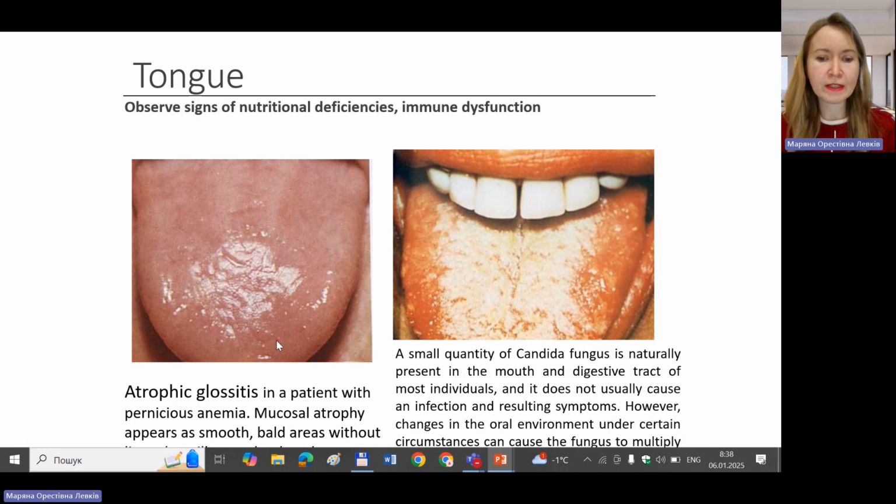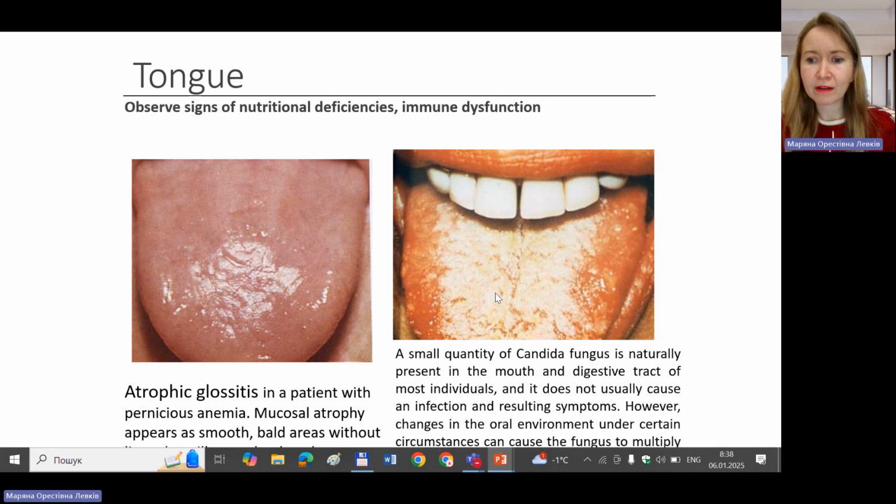On this picture, you can see atrophic glossitis in a patient with pernicious anemia. Here you can see mucosal atrophy that appears as smooth, bald areas without papillae.